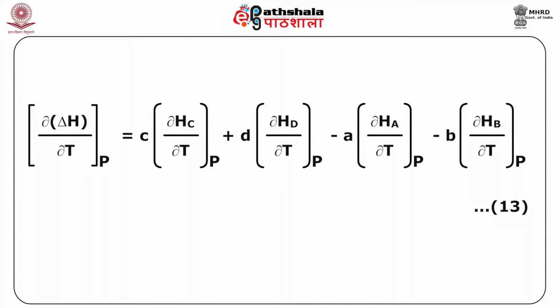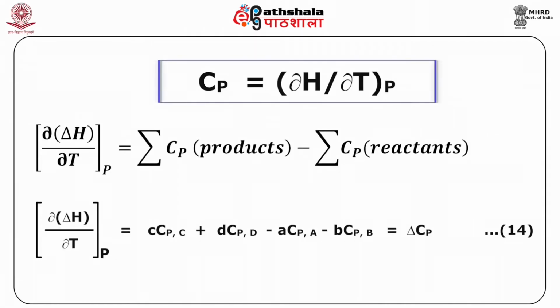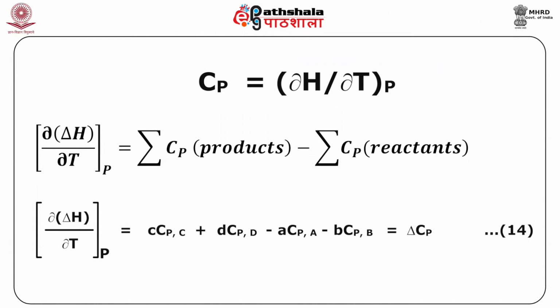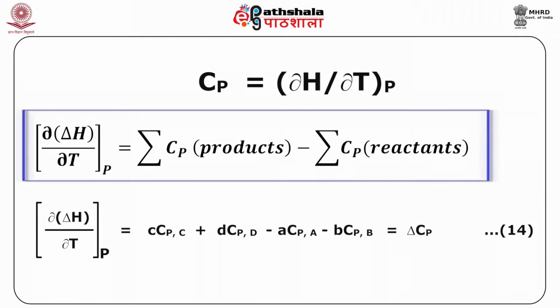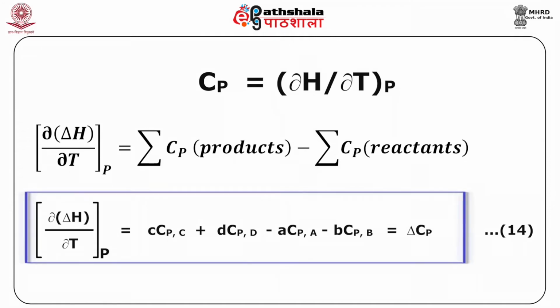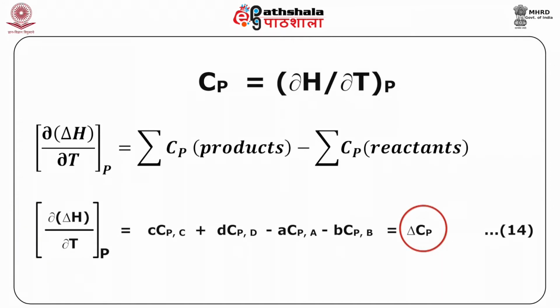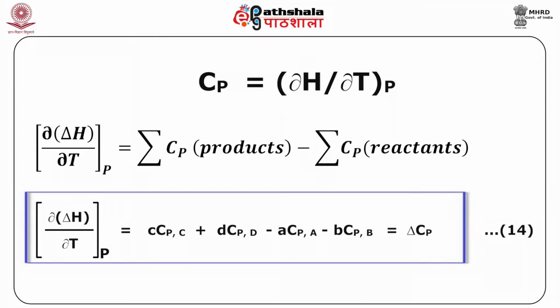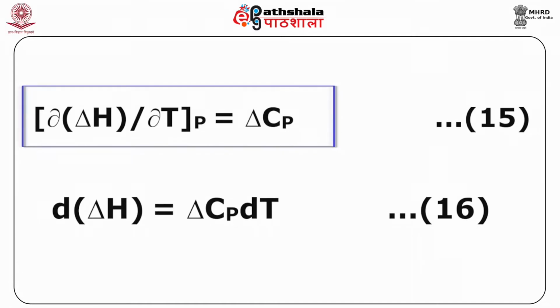Differentiating equation 12 with respect to temperature at constant pressure, we get equation 13 as, since Cp is equal to dH by dT at constant pressure, therefore equation 13 can be written as, or it can be written in the form of equation 14 as, where delta Cp is the sum of heat capacities of products minus sum of heat capacities of the reactants. Equation 14 is known as the Kirchhoff's equation. This equation states that the variation of delta H of a reaction with temperature at constant pressure is equal to delta Cp of the system. That is, this is our equation 15.